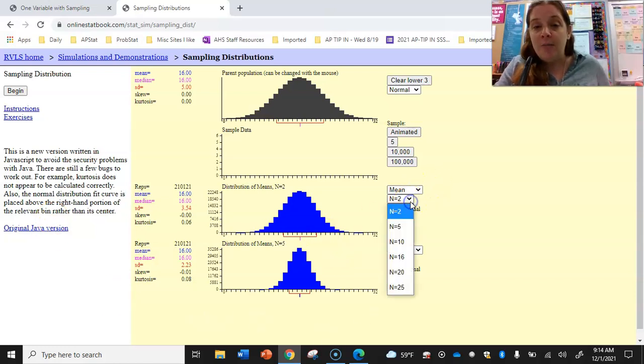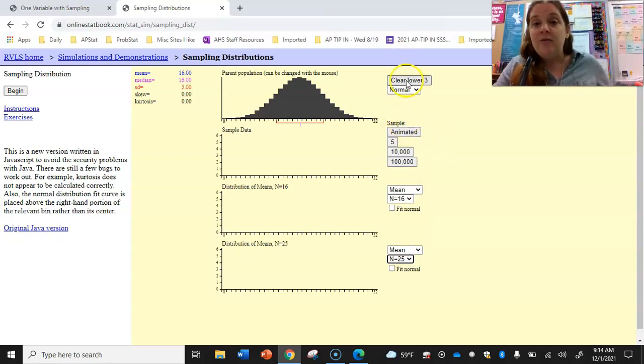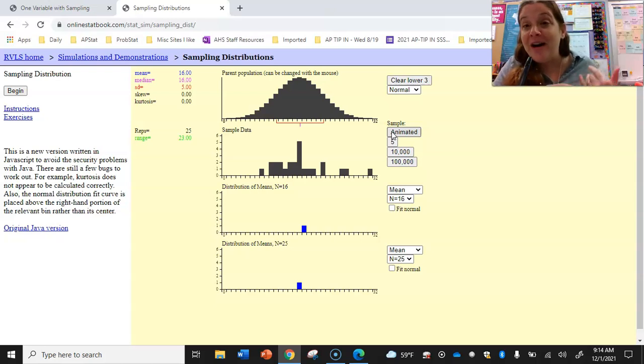Let me go ahead and do a couple others. Here's a sample of size 16, and here is a sample of size 25. And again, what this would look like is if I took a sample of size 15, here are my little dots. This one takes a while. And my sample of size 25, you can see what I have here, okay? So these are my means, my sample means.